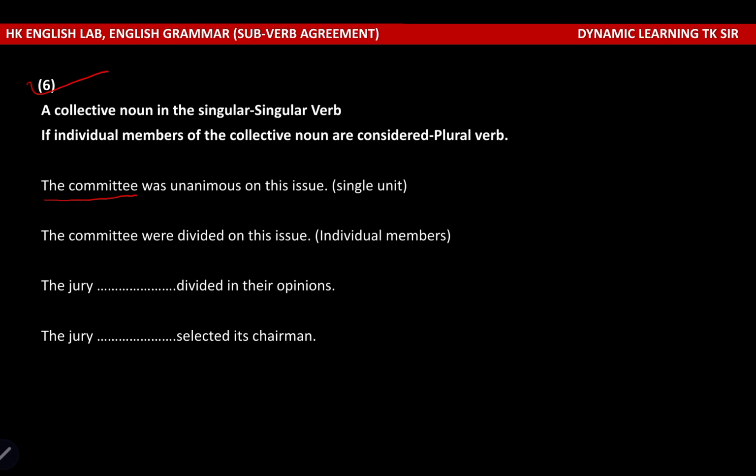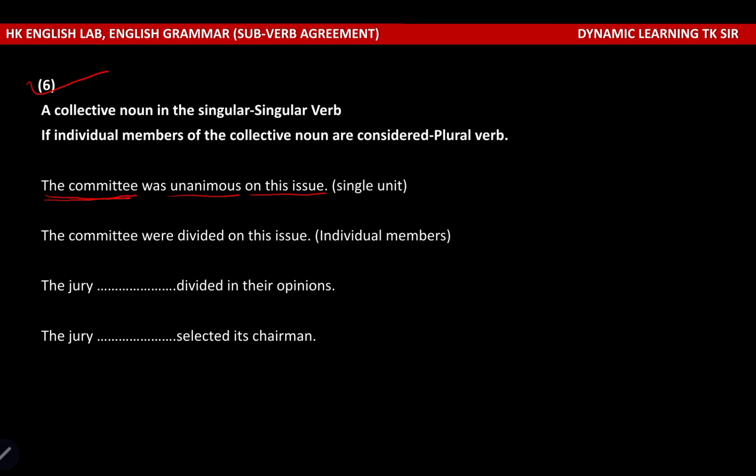Like a group of soldiers, we can call them an army. Or a group of students, we can call them a class. So class, army, these are collective nouns. Okay, like committee, it is also a collective noun. Okay, so the committee was unanimous on this issue.